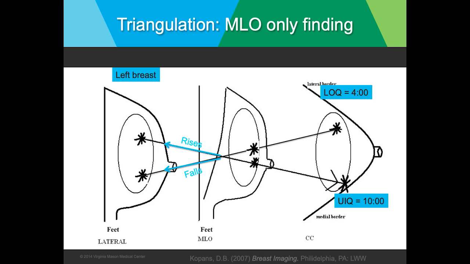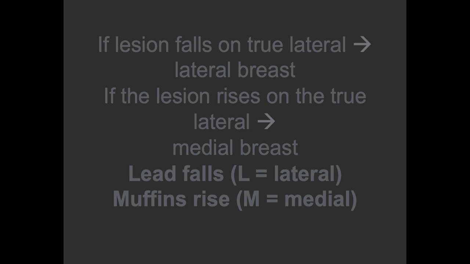And since this is the left breast, that would be around 4 o'clock in the lower outer quadrant. The mnemonic here is lead falls, muffins rise. So if a lesion falls on the true lateral, it's in the lateral breast. Lead falls. If the lesion rises on the true lateral, it's in the medial breast. Muffins rise. So the lead is the L, meaning it's in the lateral breast, and the muffin is the M, meaning it rose and it's in the medial breast.